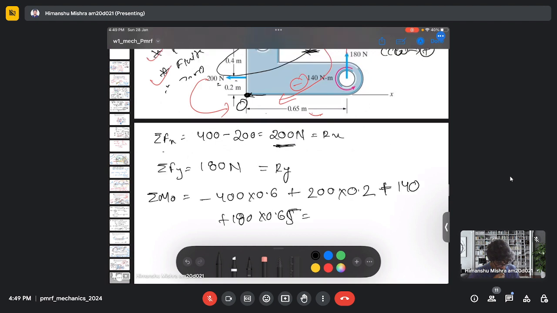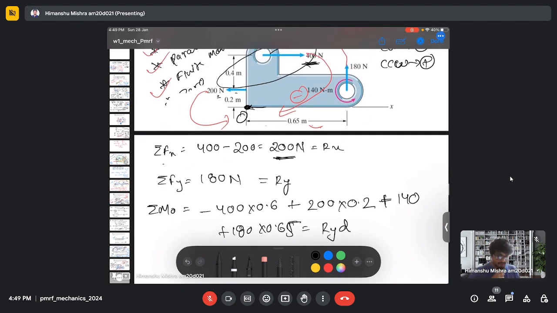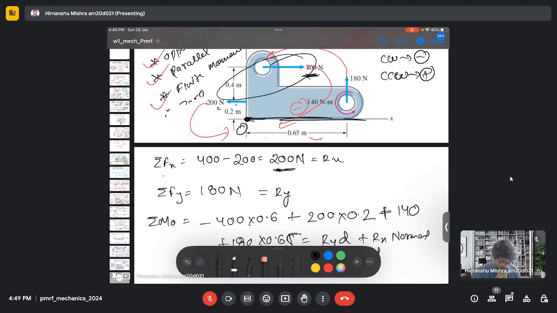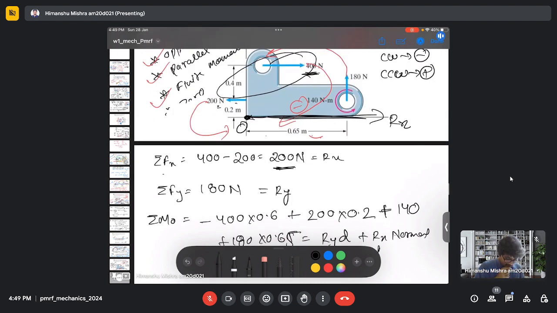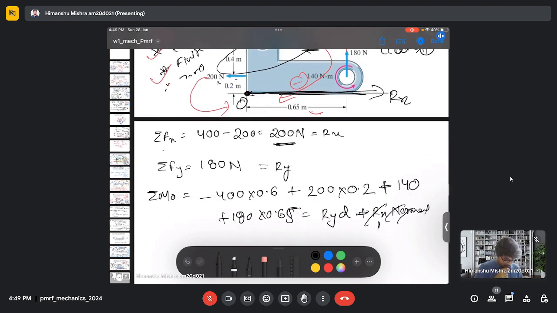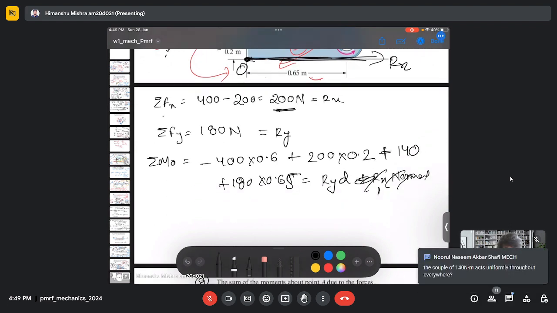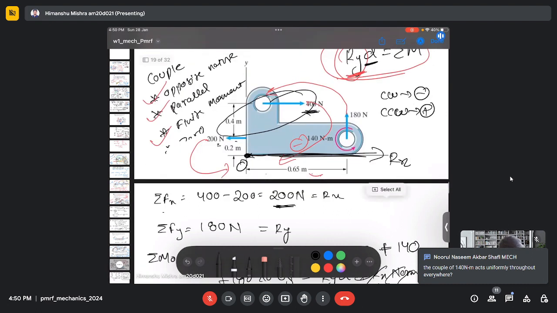Which is equal to Ry times D plus Rx times some normal distance. Now Rx is at the line of action here. This is your Rx, and you have to find where your Ry is. So Rx is at the line of action, so it will not create any moment. Only Ry times D is there.